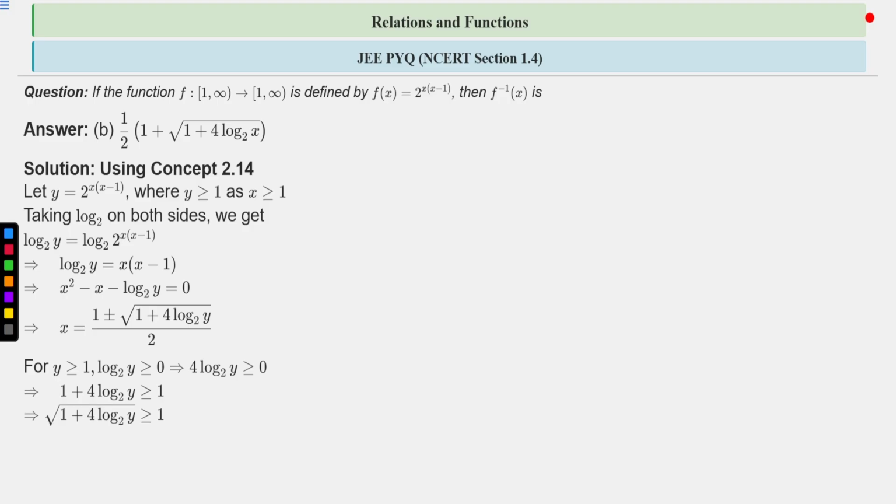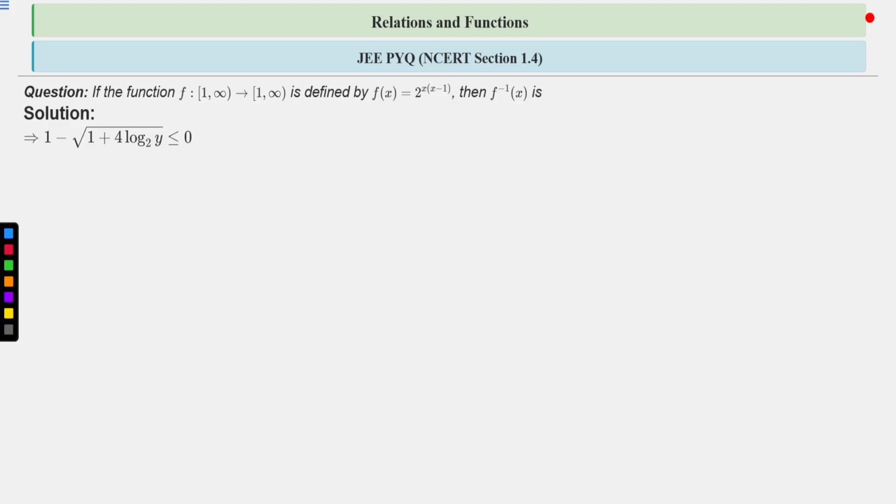Therefore, root over 1 plus 4 log 2y will be greater than or equal to 1. Clear? So, we can say that minus of root over 1 plus 4 log 2y will be less than or equal to minus 1, right? So, 1 minus root over 1 plus 4 log 2y will be less than or equal to 0.